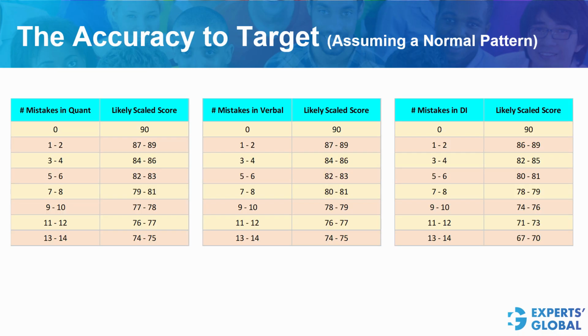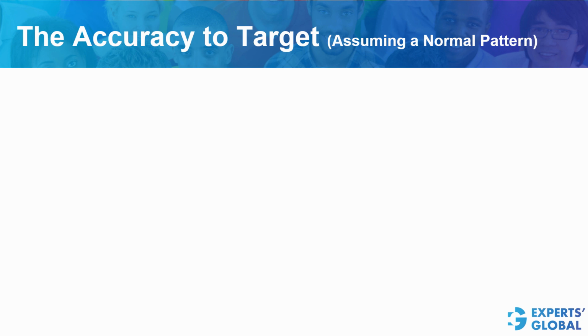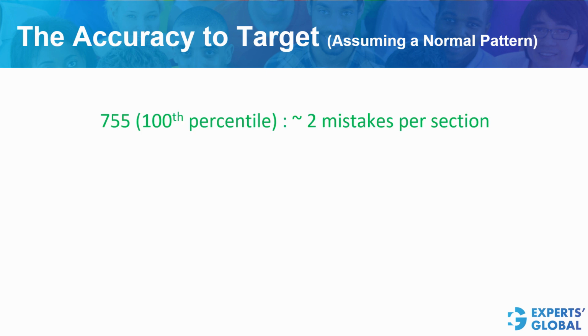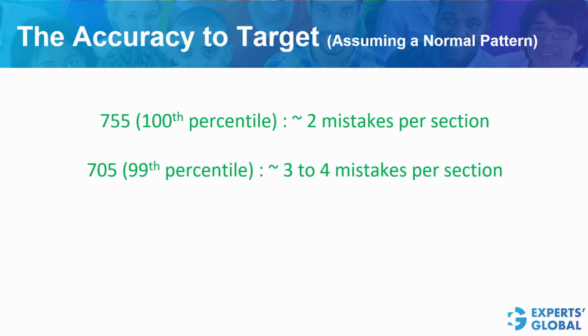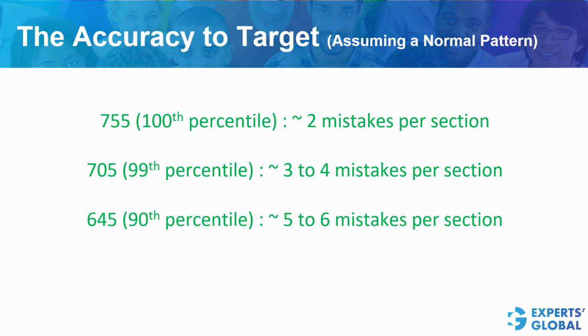Here is a very useful infographic giving you the broad estimates of the number of mistakes you commit versus the likely scale score. You may want to take a print of this screen. The summary is that for the 100th percentile, you can get up to 2 mistakes per section. For the 99th percentile, you can get up to 3 or 4 mistakes per section. For the 90th percentile, you can get up to 5 to 6 mistakes per section.